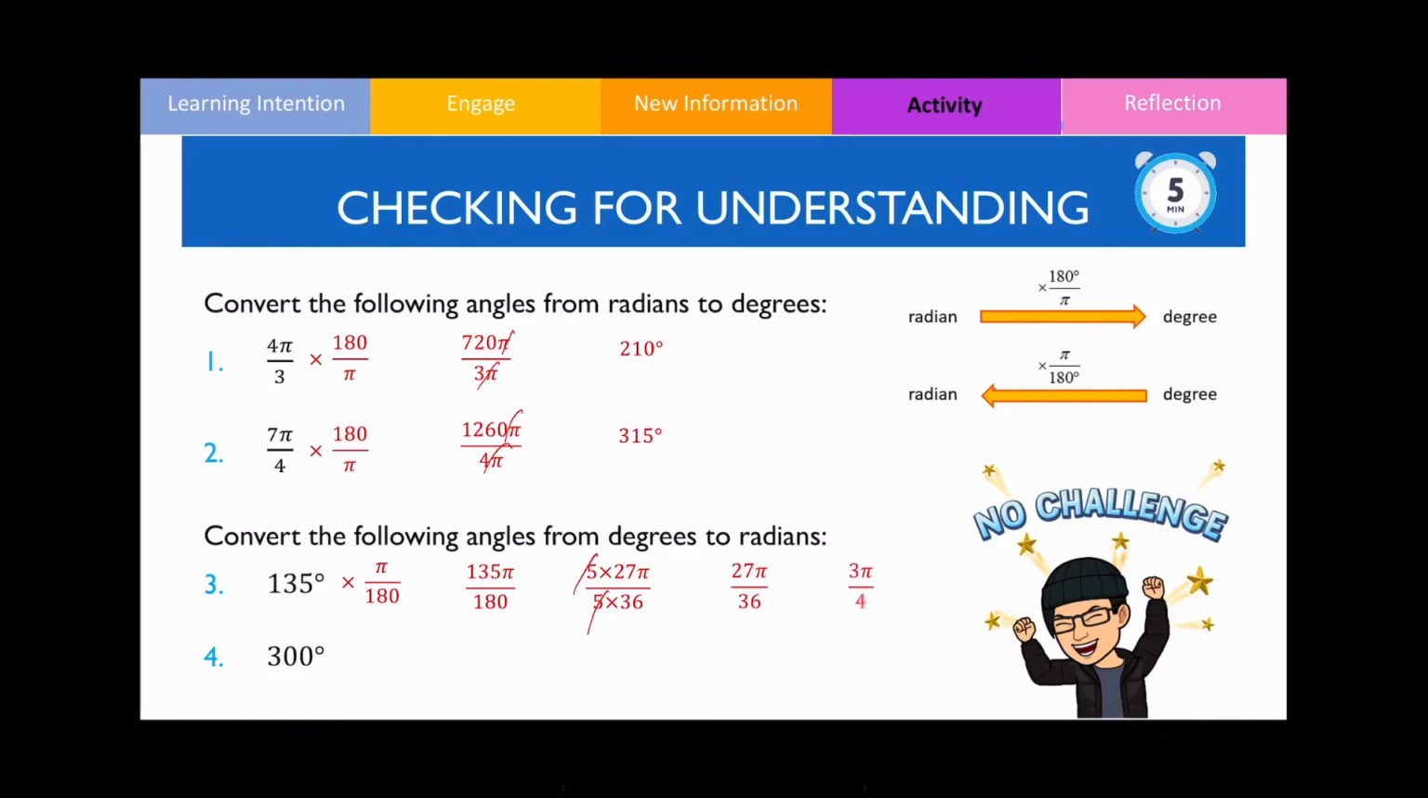And for the very last question, 300 degrees, multiply that by pi on 180. Find out what factors go into 300 as well as 180. That's going to be 30 in this case, so the 30s will cancel each other out. Find out what can go into 10 and 6. That's going to be 2, so divide everything by 2. Hence you're going to get 5 pi on 3. So that's the very last example.